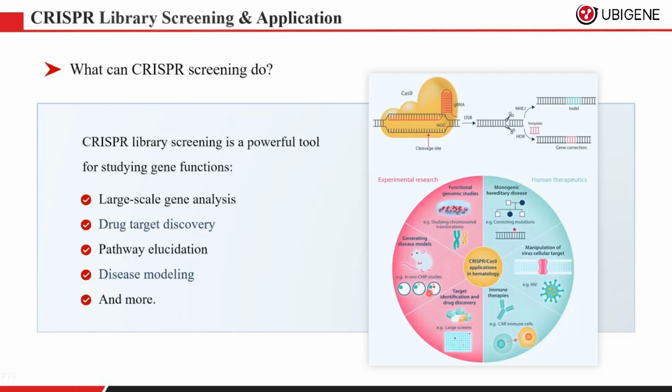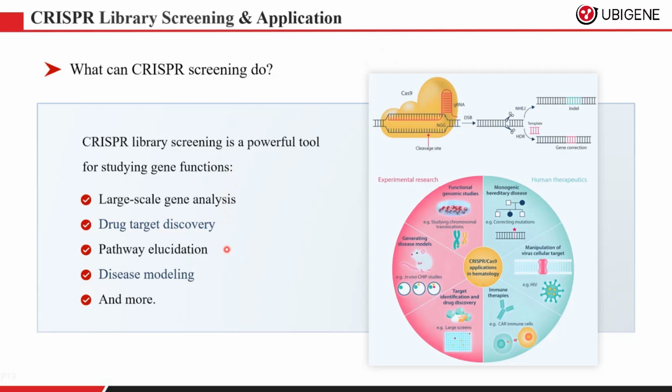Okay, so now let's talk about the application of CRISPR library screening. CRISPR library screening is a powerful tool for understanding genes. So what can CRISPR screening do? Here's what it can do. Firstly, it can give you the big picture of gene study. You can target lots of genes all at once and figure out which ones are the real deal in disease or cell behavior. And it helps to find drug targets. It helps us pinpoint genes that could be perfect targets for new medicines.